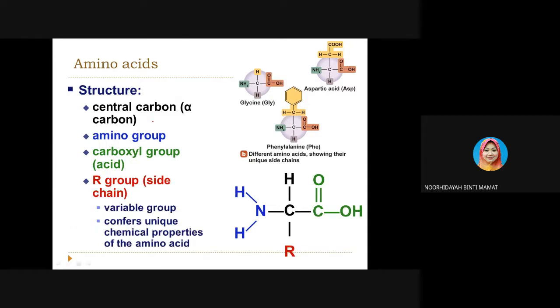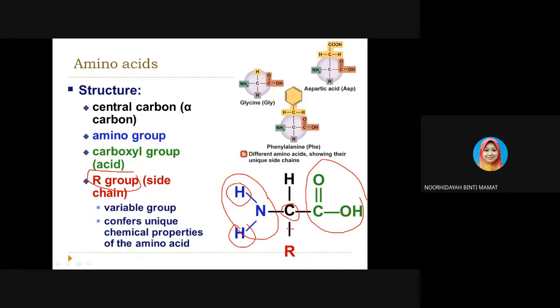So the structure, just now I was talking about the central carbon, or we call it the alpha carbon here. They also have the amino group, which is one nitrogen with two hydrogens. We also have the carboxyl group, the acid group right here. And we also have the R group, or the functional group, or in one chain, we call it a side chain. So this R group is actually a variable group. It confers unique chemical properties on the amino acid.